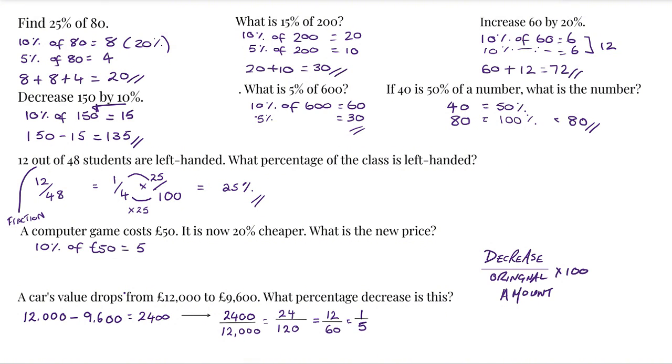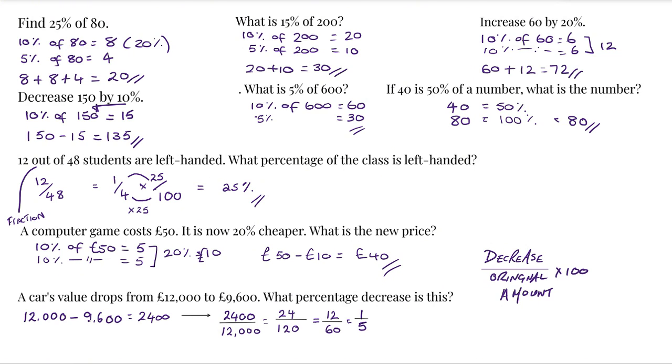A computer game costs £50. It is now 20% cheaper. What is the new price? So we got 10% of 50 equals 5. So we now know that 20% equals £10. It's 20% cheaper, so we're going to get our £50 and subtract our £10, which gives us £40. So that is our new price. Once again, nice and straightforward.